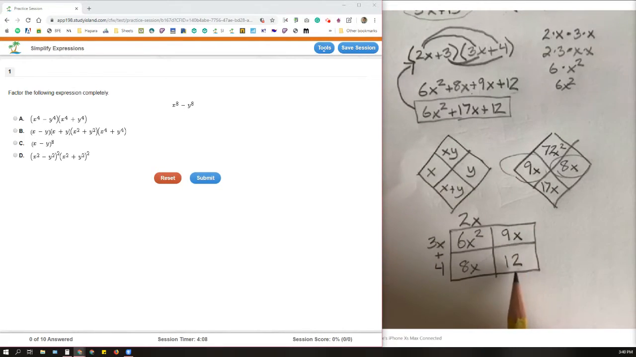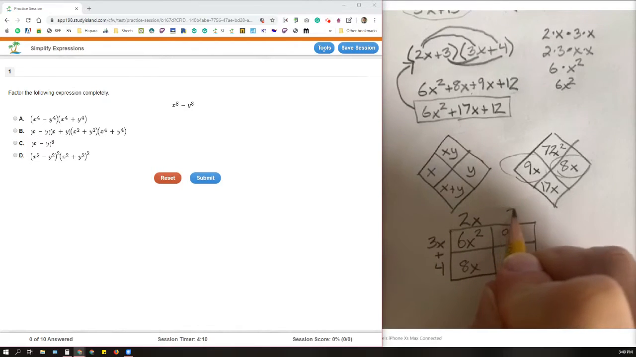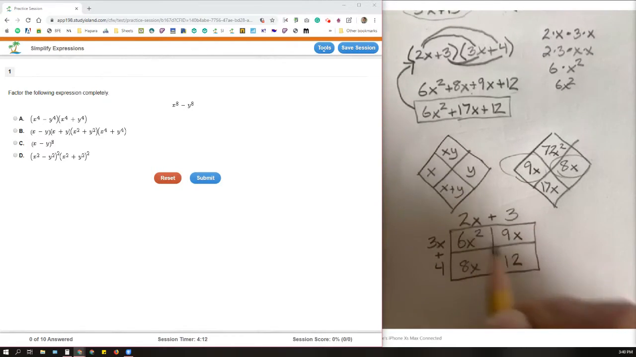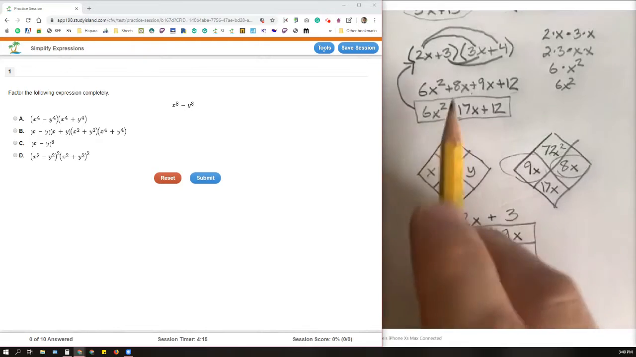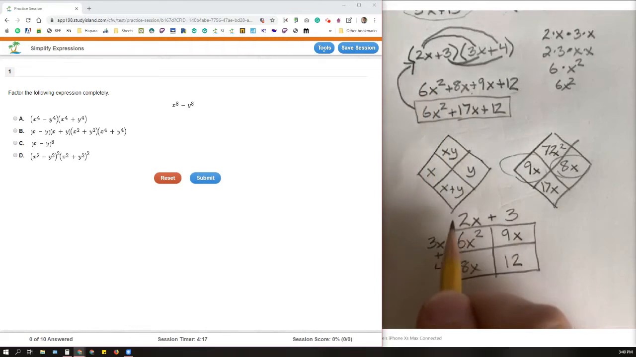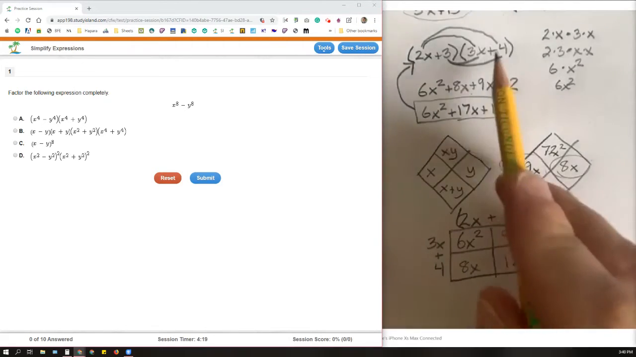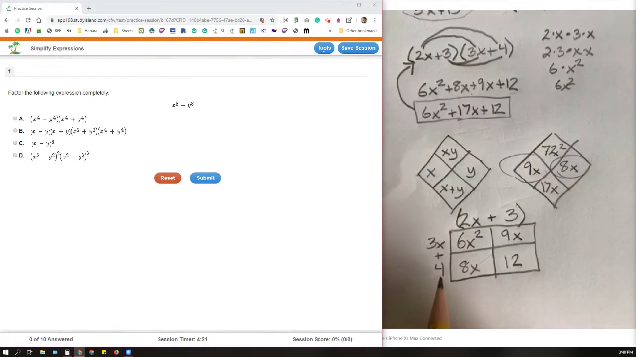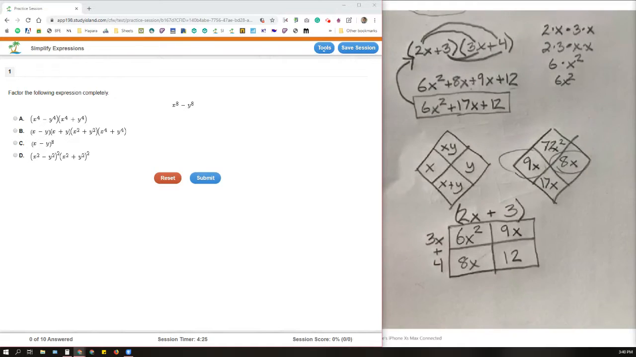And what does 9x and 12 both divide by? They both divide by 3. And again, I put a plus in between them, and there it is. You can see your two binomials that we started with. 2x plus 3, there it says 2x plus 3, and 3x plus 4, 3x plus 4. Those are the two binomials. So what does that have to do with this very first problem that we have? This first thing doesn't look anything like those.